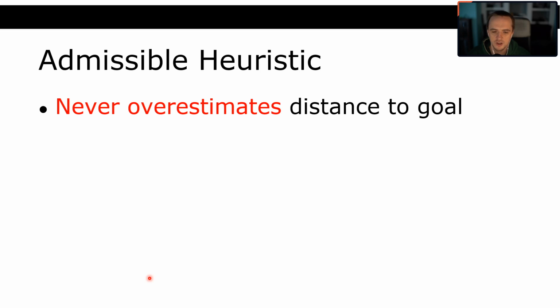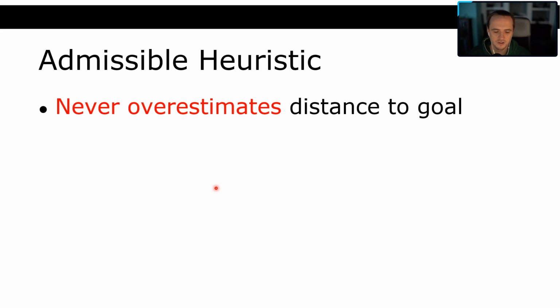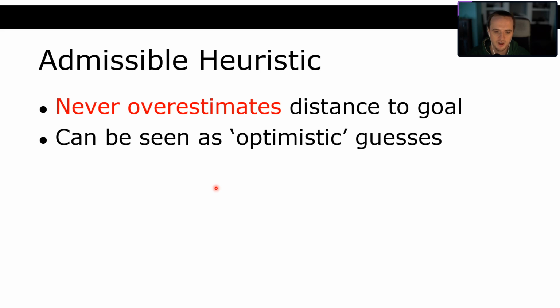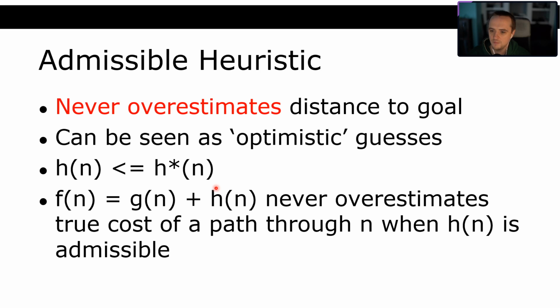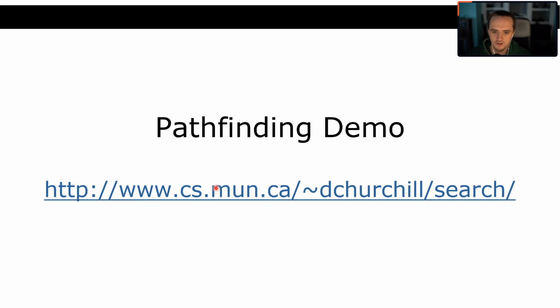Part of the A-star search algorithm is this idea of a heuristic function. And in order for A-star search to work properly, we need something called an admissible heuristic. An admissible heuristic never overestimates the distance to the goal. And so this can be seen as sort of an optimistic guess. And you know what? I'm going to skip these slides because now that we have pre-recorded lectures, you can go to 3200 and you can look at this.